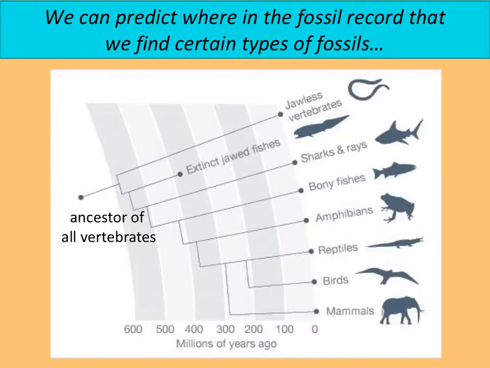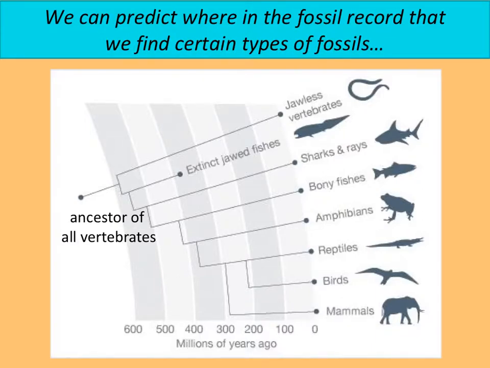So we can always predict in the fossil record where we'll find certain types of fossils. We will not find rabbits in the Cambrian 550 million years ago. If we did, the theory of evolution would be wrong. You would be able to refute the theory. It's never happened.